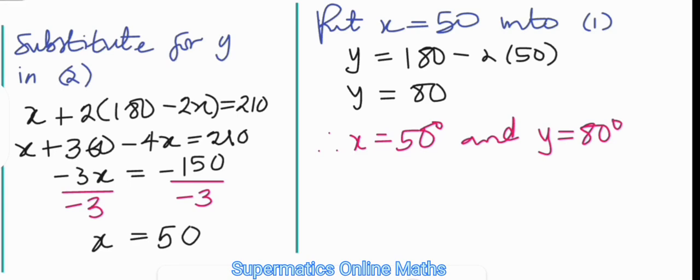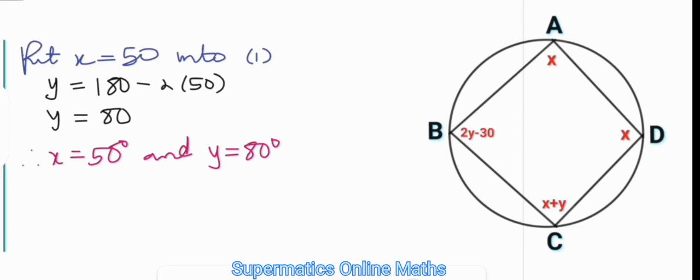The next thing is to state all the angles of the cyclic quadrilateral. The angle BAD here is 50. Likewise, angle ADC is 50. Angle BCD, which is x plus y, will be the sum of 50 and 80. That's 130 degrees. And angle ABC, which is 2y minus 30, that's 2 times 80 minus 30, is also 130 degrees.